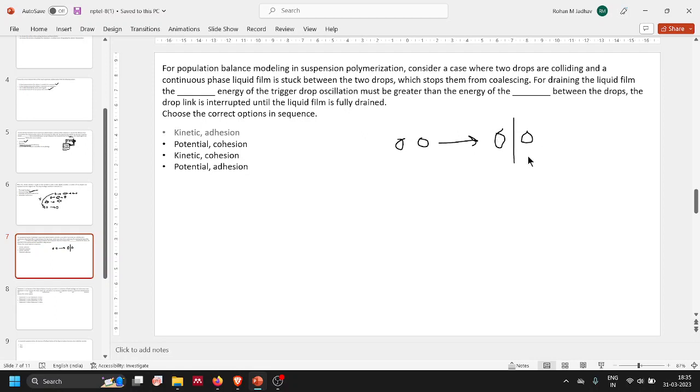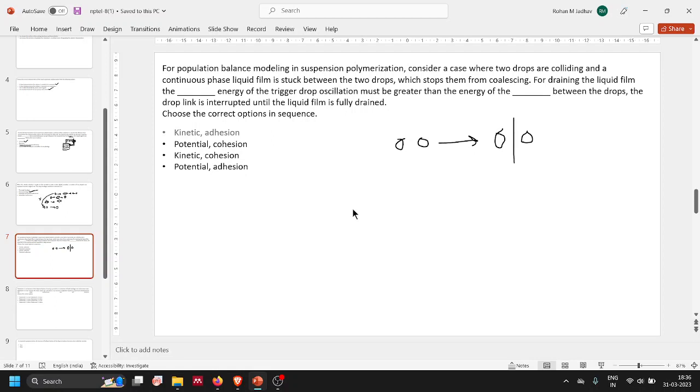So what happens is that for these drops to combine together, this usually occurs in turbulent flow, and two mechanisms have been postulated in literature for drop coalescence. First one is that at the initial collision of two drops, a continuous phase liquid film is stuck between the two drops, which stops them from coalescence. And in the second one, because of attractive forces, the draining of the liquid film can lead to drop coalescence.